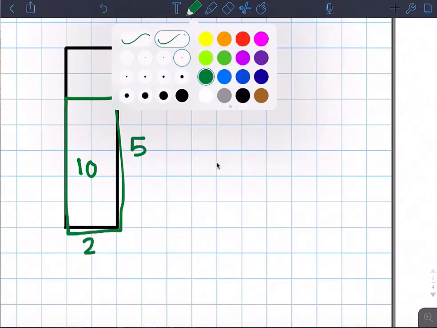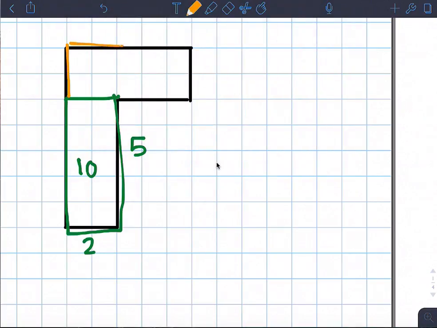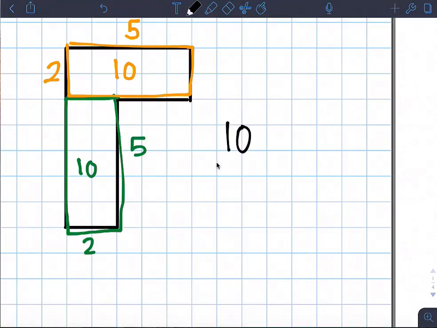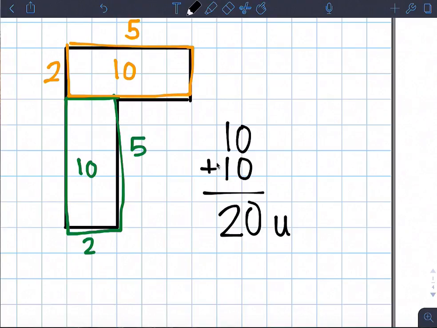And here, I have a 2 by 5, which again is 10. So when I find the areas separately, what I want to do is take the 10 and the 10 and add it together, and I get an area of 20 units square. And I want to make sure that I have a label on all of my answers. Okay, so there's number 1.